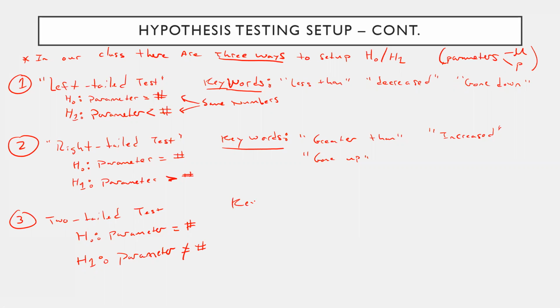And the keywords for this type of problem is that you'll see words like, hey, I think it's different, or hey, I think it's changed. Okay, because a number, you can be different by being greater than or less than, and you can change by going up or going down.